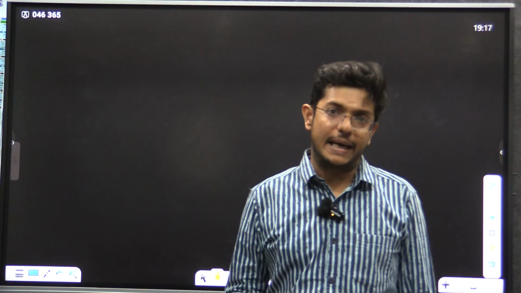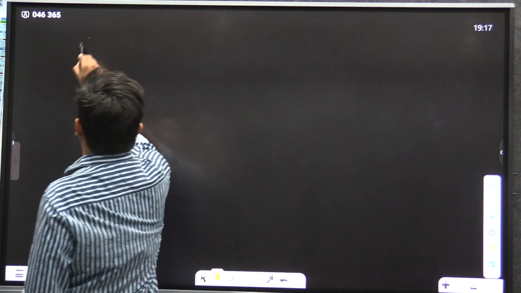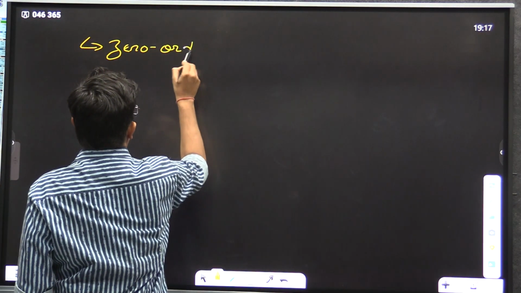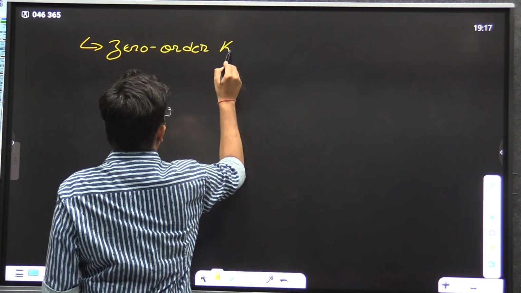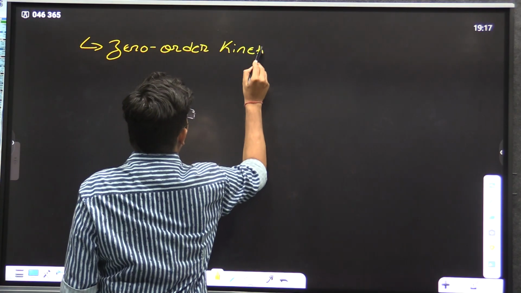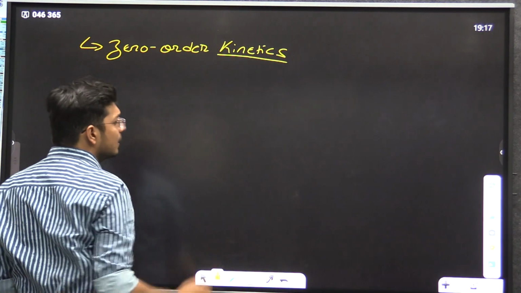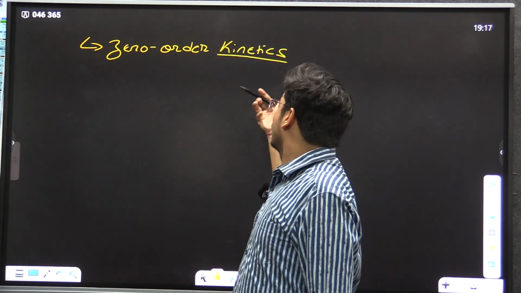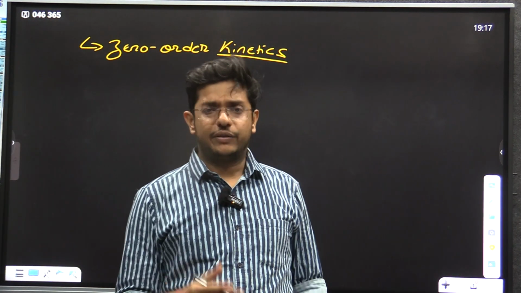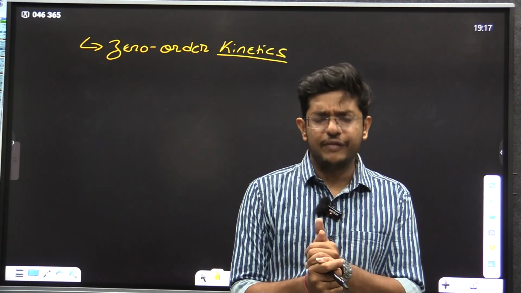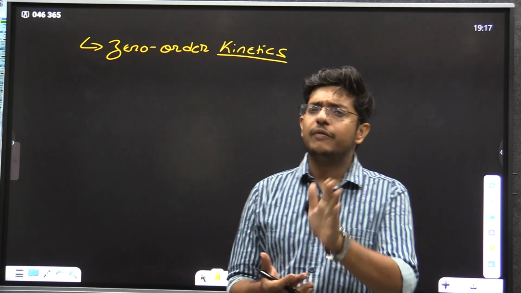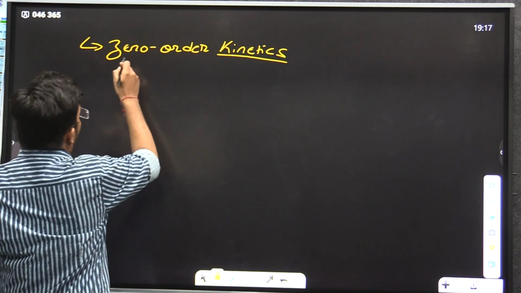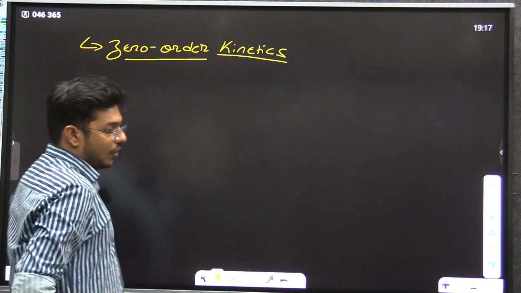Chemical Kinetics. The topic is zero order kinetics. Before starting this topic, I believe that you all know what kinetics means. Actually, my dear, the word kinetic derives from the term kinesis, which means movement. Now we are going to start zero order kinetics.